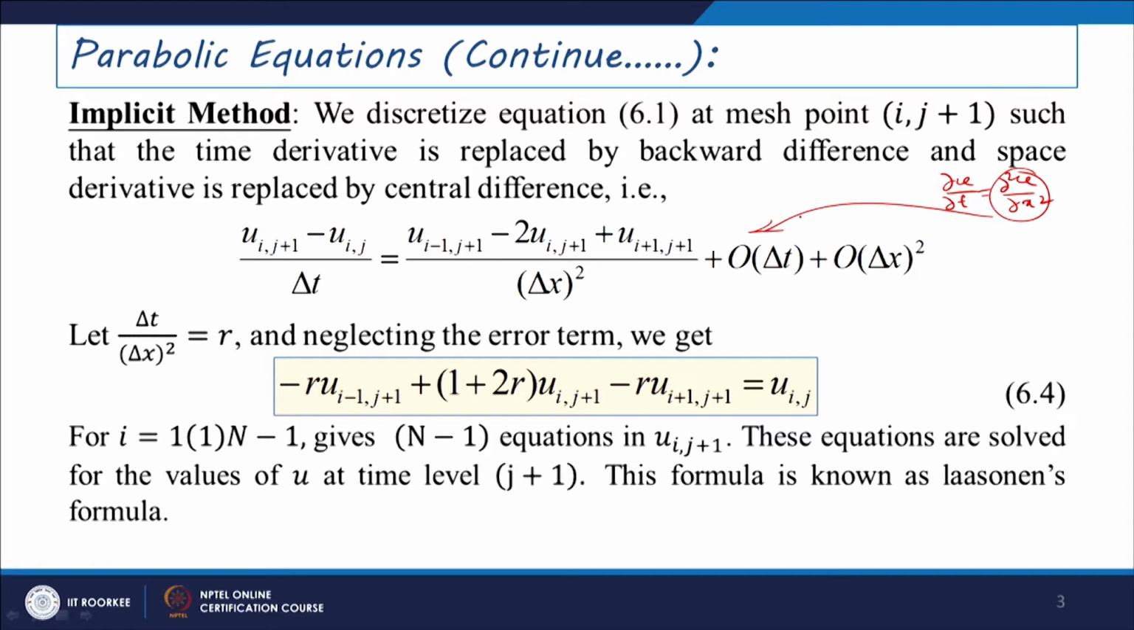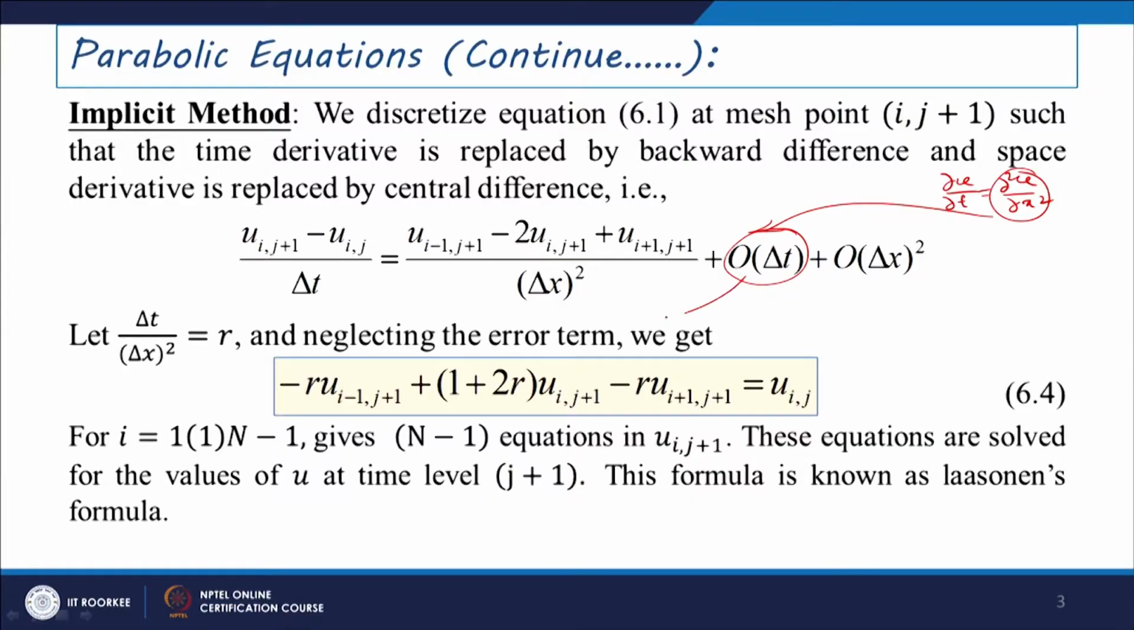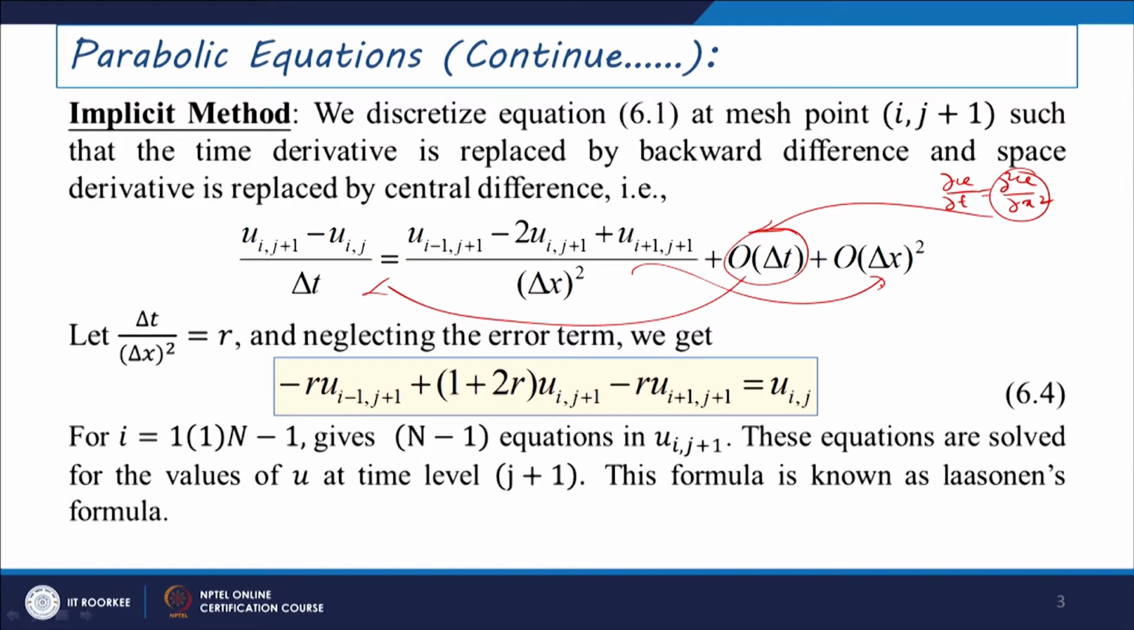Regarding the order of convergence, or the highest order of approximation, we are neglecting the first order terms for time, and considering second order approximation for the central difference. If we take r as del t by del x whole square and neglect the error terms, we can represent this system as a linear system of equations: minus r u I minus 1, j plus 1, plus 1 plus 2 r u I, j plus 1, minus r u I plus 1, j plus 1, equals u I, j.